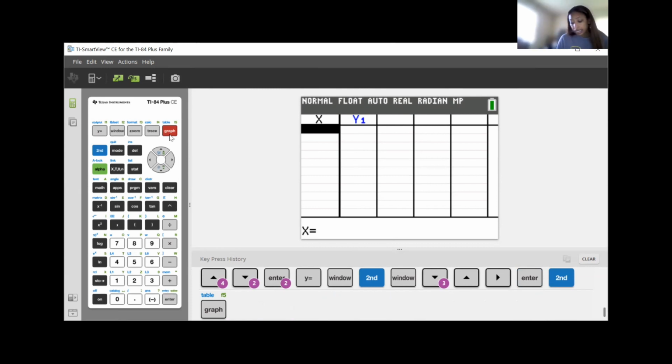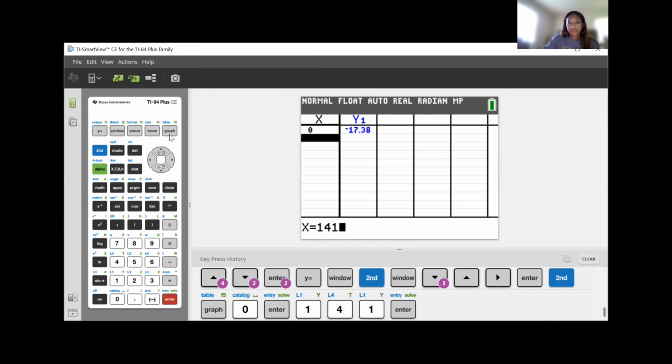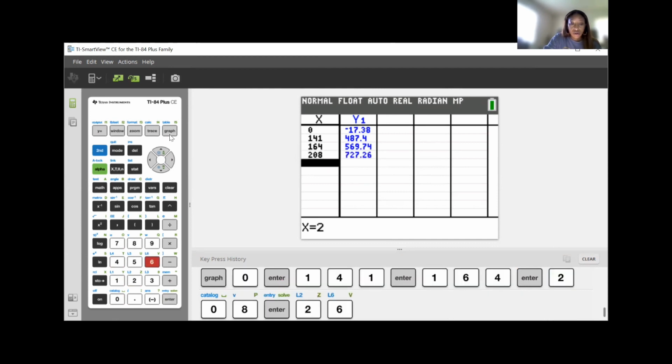So under X, now we want to put in the inputs that we had from the previous table: 0, 141. Hold on, let me see what the other ones were. 164, 208, 264, and then 333.